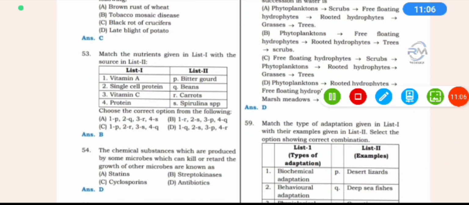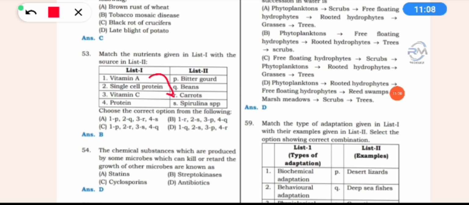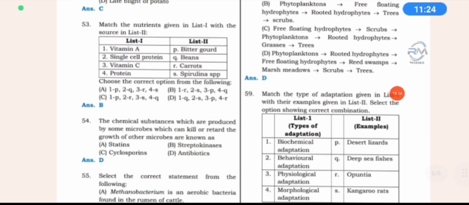Match column. Vitamin A, carrot. Single cell protein, Spirulina sp. Vitamin C, bitter gourd. Protein, beans. Option B is correct. The chemical substances which are produced by some microbes which can kill or retard growth of other microbes are known as antibiotic.